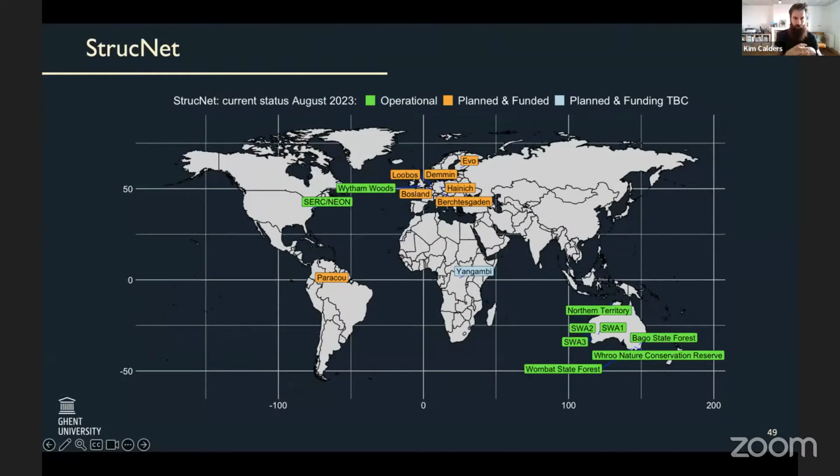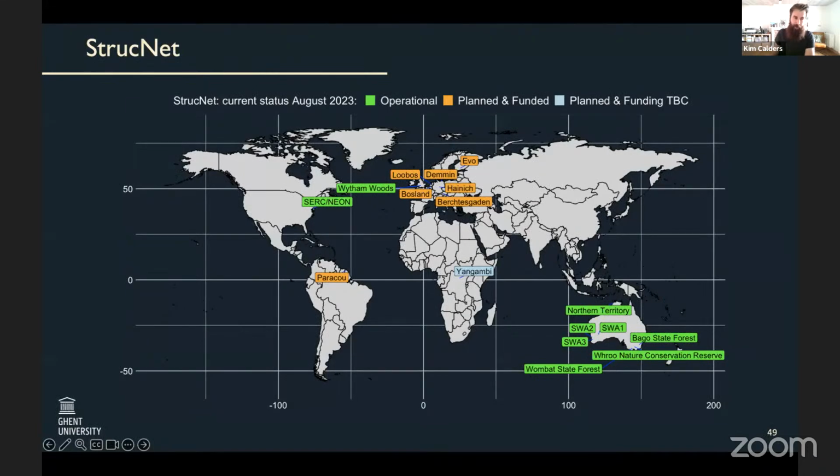So here's an overview of the sites that are currently equipped or being equipped. The green sites are equipped. You can see a lot of sites in Australia, and that's obviously because the instrument's been built in Australia. And all the orange ones are sites that have funding secured and will have sensors installed. And then there's one site in DR Congo where we have a flux tower that we're currently looking for funding.